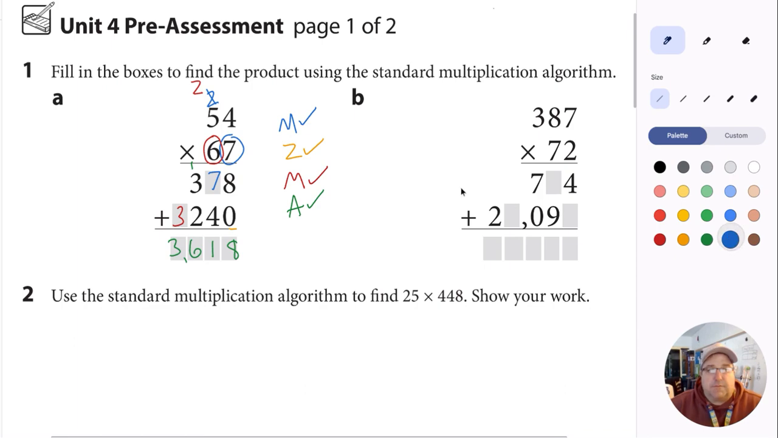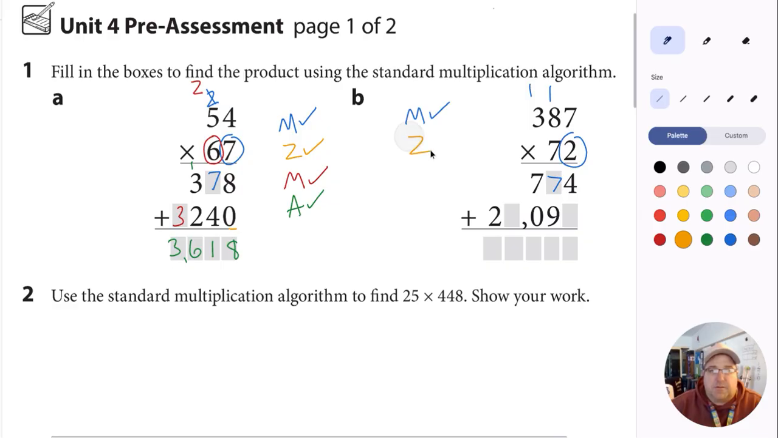So again, we're going to start with multiplication. In this case, it's the 2, whatever's in the ones. So 7 times 2 is 14. I'd carry the 1 over. 8 times 2 is 16, plus 1 is 17. So we are missing 7. And then 2 times 3 is 6, plus 1 is 7. Sweet, so we're good there.